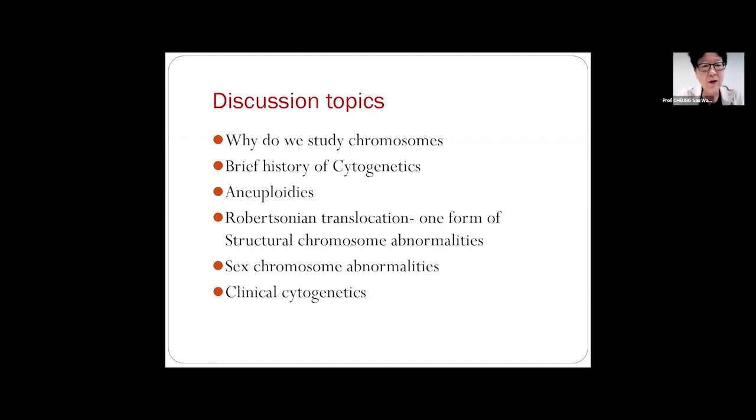Today we will talk about why we study chromosomes, followed by a brief history of cytogenetics and aneuploidies. Usually, aneuploidy is one of the common chromosome abnormalities. Robertsonian translocation is one form of structural abnormality. Then we'll talk about sex chromosome abnormalities, and lastly, we will briefly talk about clinical cytogenetics.